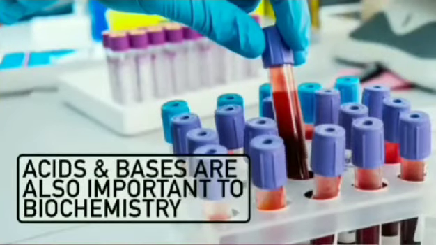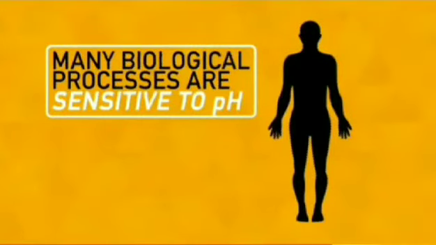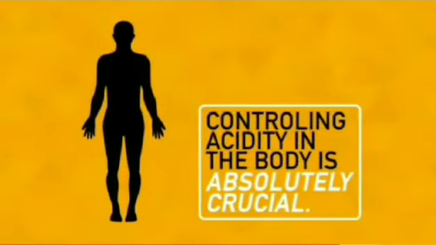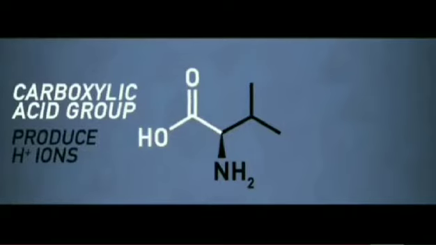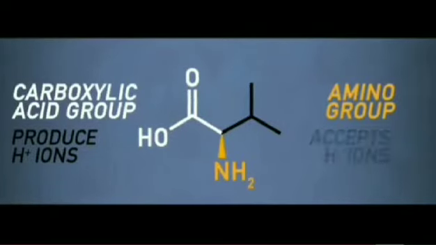Acids and bases are also very important in biochemistry. Many biological processes are sensitive to the pH of the surroundings, so controlling acidity in the body is crucial. Some biologically important molecules like amino acids have dual personalities. They're said to be amphoteric, which means that they can act as both acids and bases. An amino acid has a carboxylic acid group that can produce hydrogen ions and an amino group that can accept hydrogen ions. Acids and bases are all around us and can vary greatly in terms of their use and their nature, but they all involve hydrogen ions being passed around.